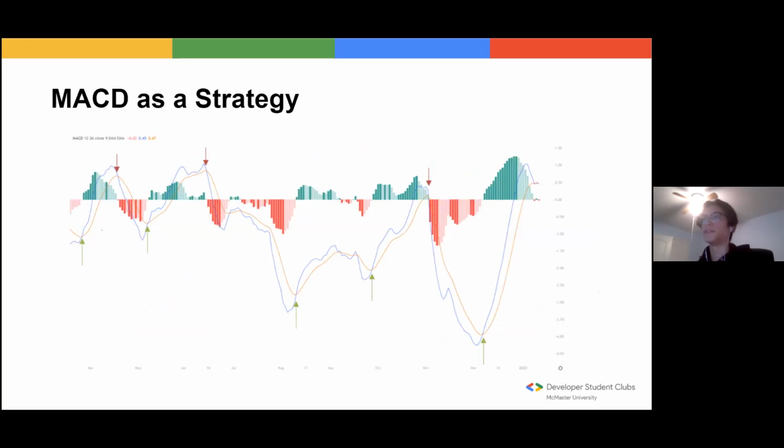So here we have a different graph where the MACD line and the signal line are plotted, as well as the histogram. There are arrows labeled on the graph, and the arrows colored in green indicate when you should buy, and the arrows highlighted in red indicate when you should sell. These correspond to the MACD line crossing the signal line from below and above.